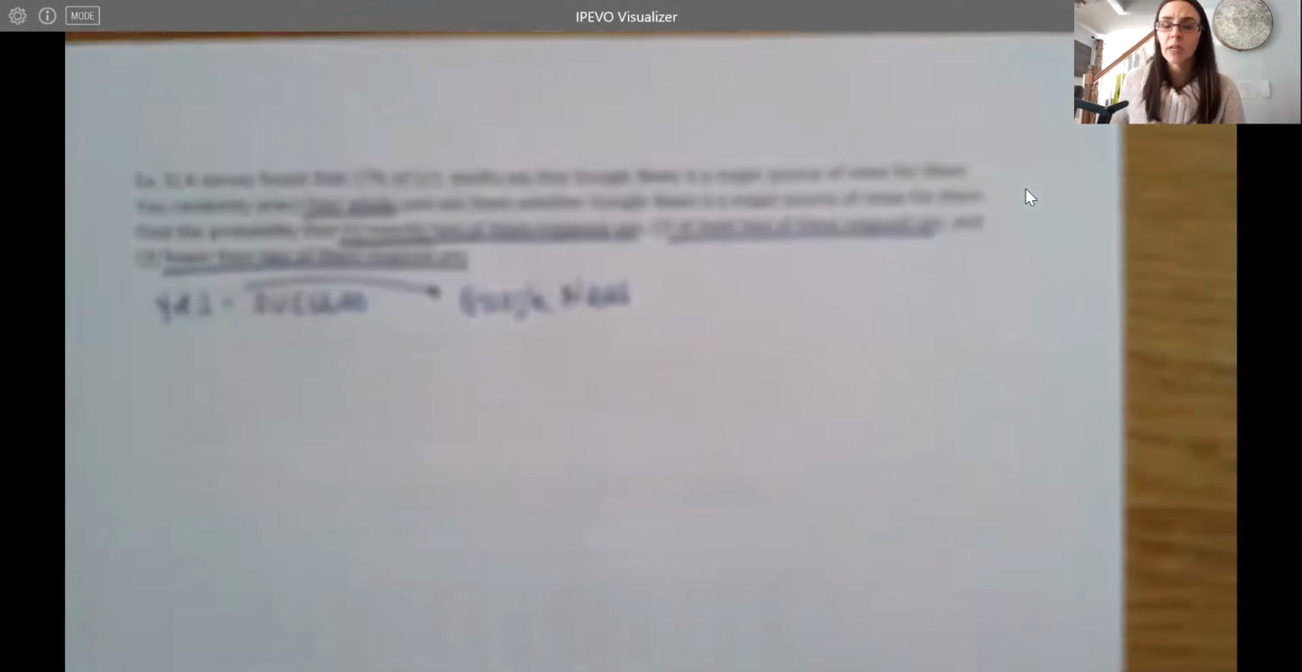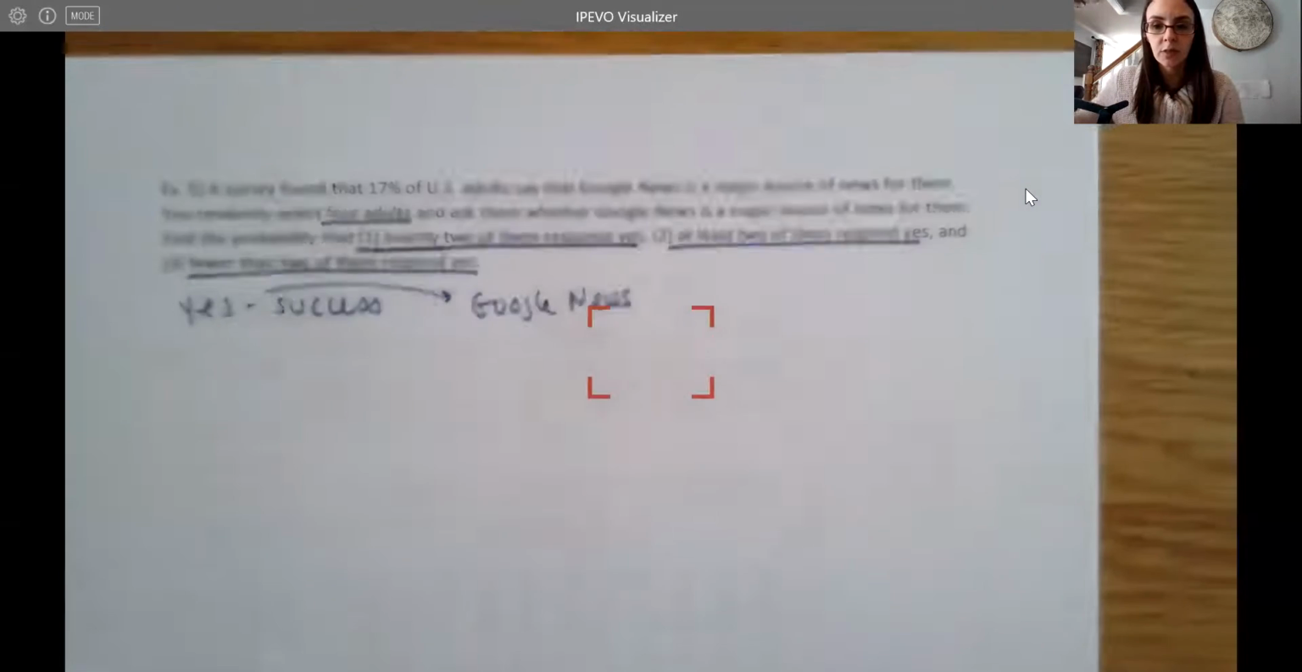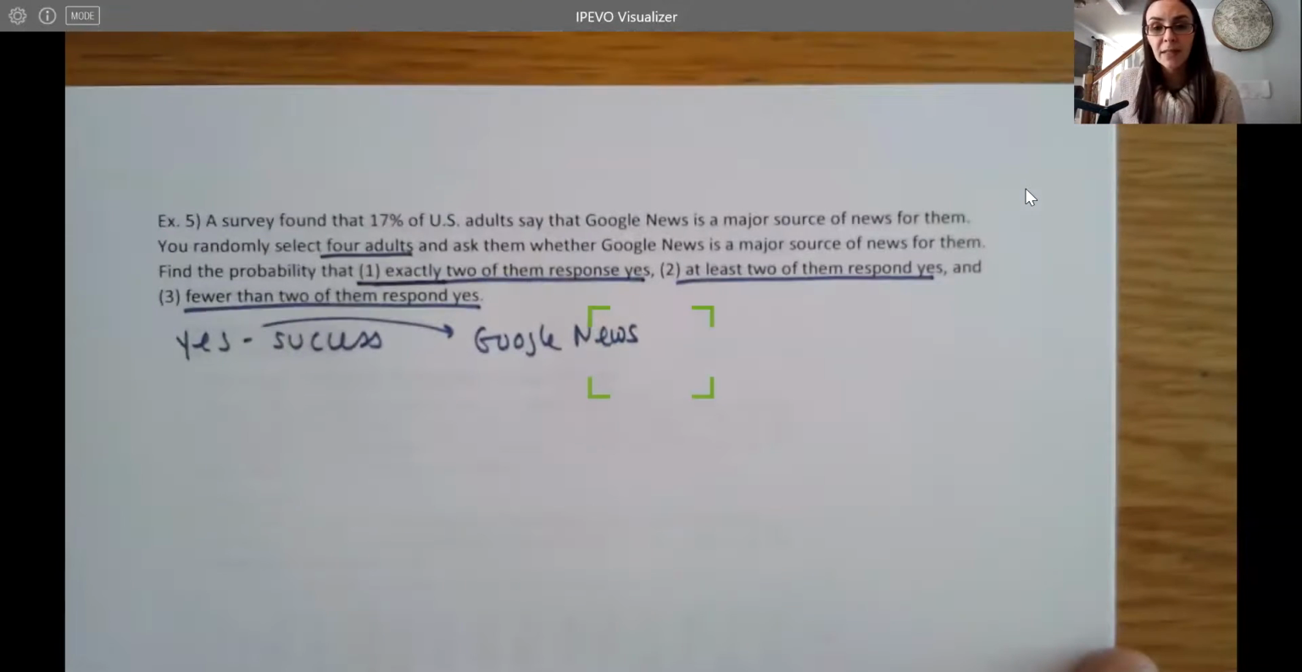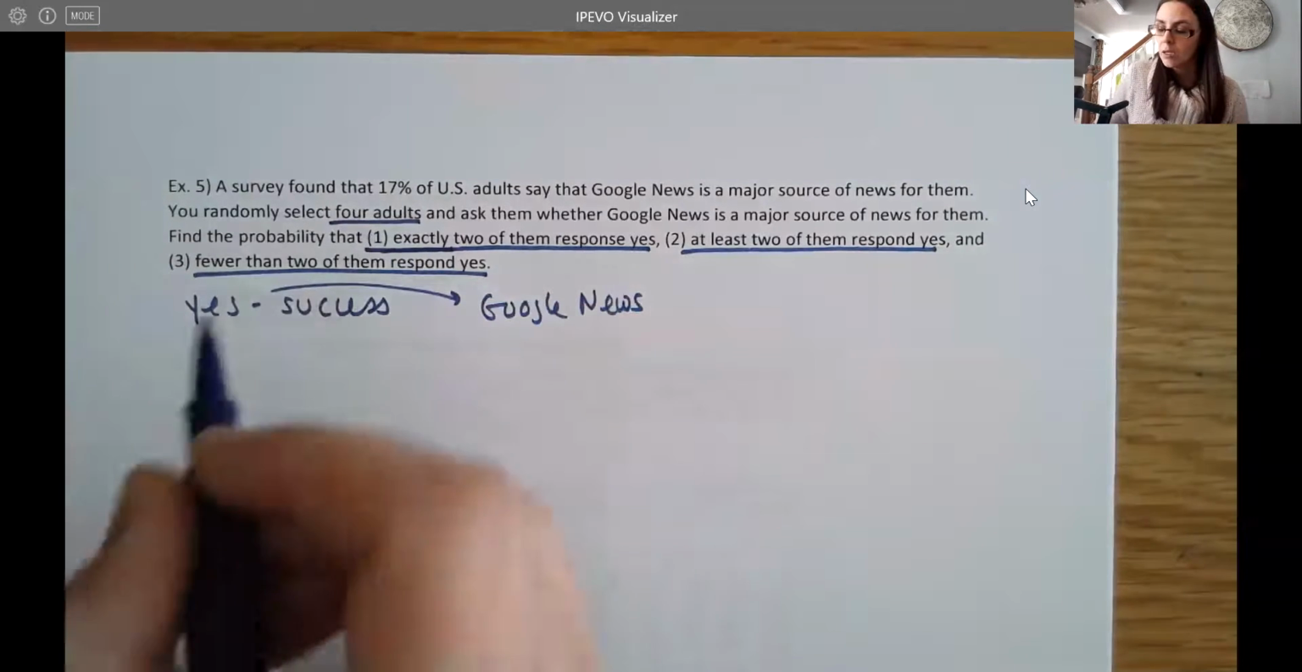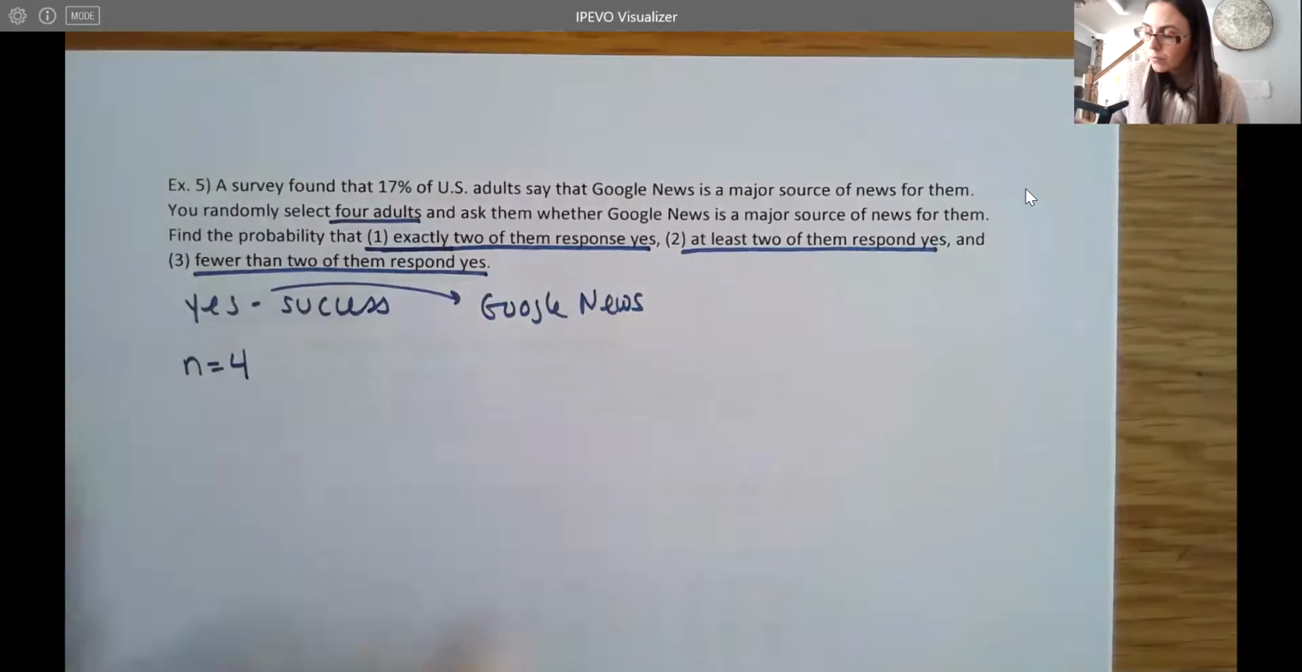Now, we should be checking for each of these that we do actually have binomial distributions here, or binomial experiments. I'm kind of skipping that because it's part of the examples in the text. But if you read through, notice that we have a fixed number of trials. So we're selecting 4 adults. So our N is 4 here.